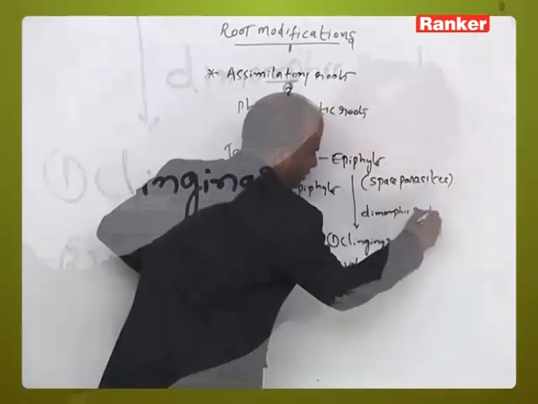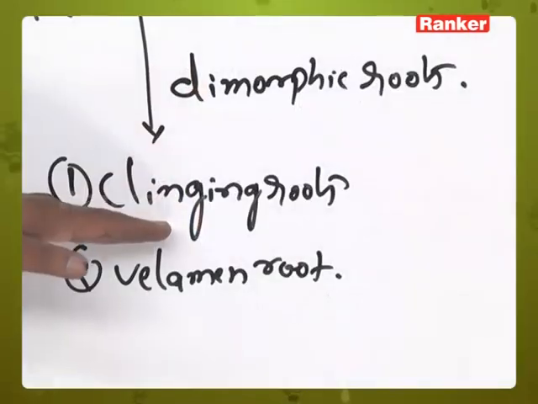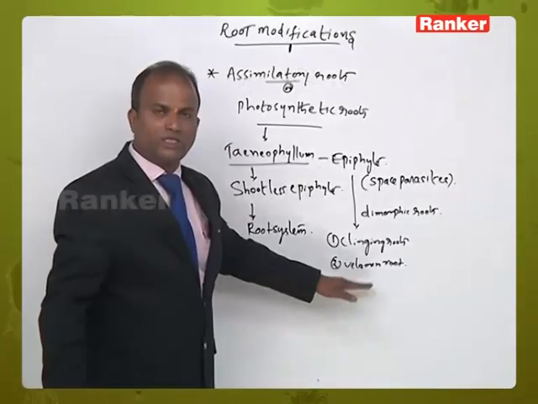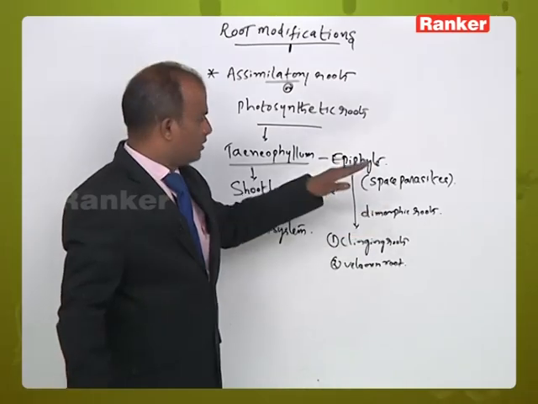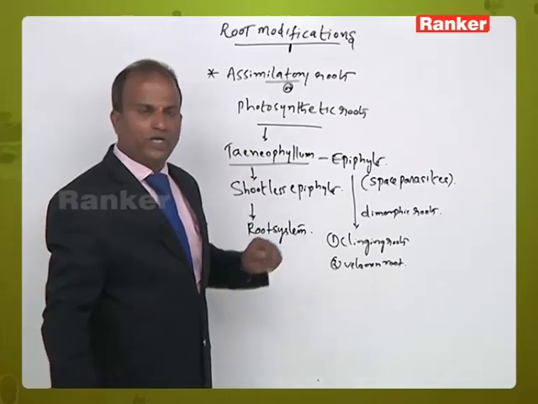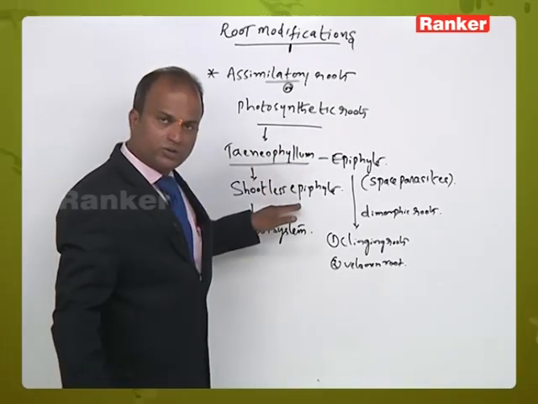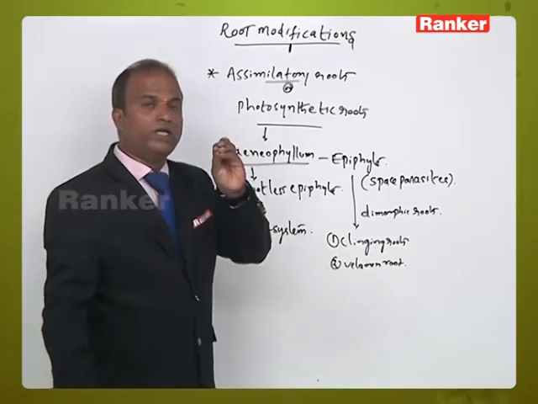Why does it show dimorphic roots? Because it possesses two types of roots, the clinging root as well as the velamen root. So dimorphic roots can be seen in this epiphyte, namely Taeniophyllum. Is this Taeniophyllum a shootless epiphyte? Yes, it is a shootless epiphyte and it shows only a root system.